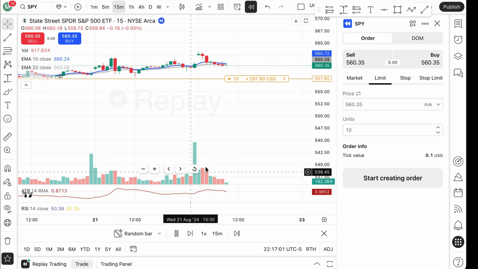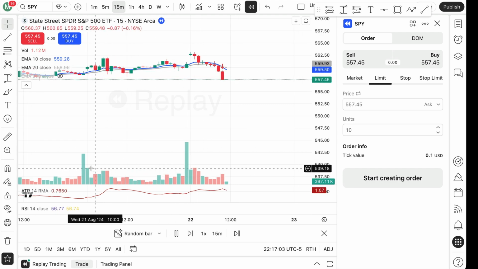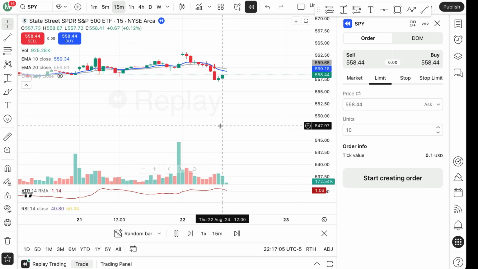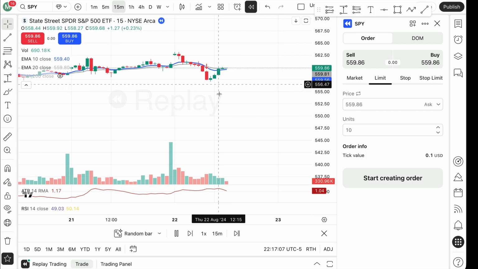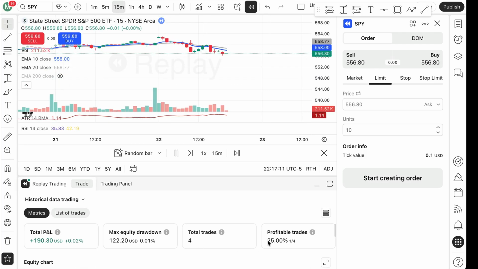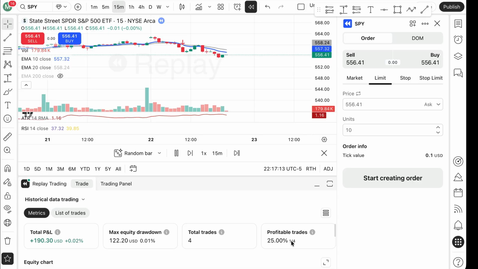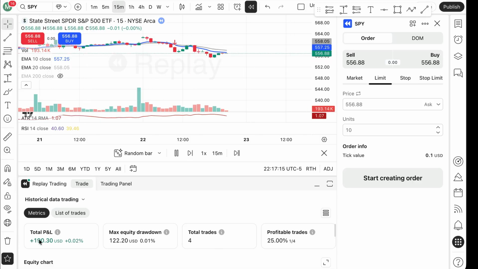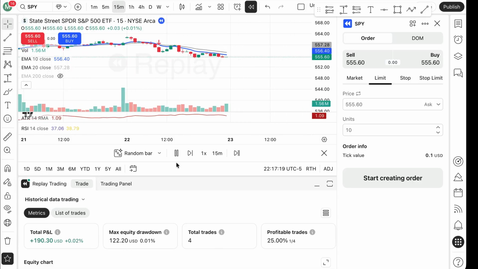See, there's a pattern that sometimes happens with this. Big green volume. Oh, there I got stopped out. So that was a big trade. Let's look. 4 trades total. 25% of my trades were profitable. So 1 out of 4. But I'm up 190. So I've been tracking these in like a spreadsheet.